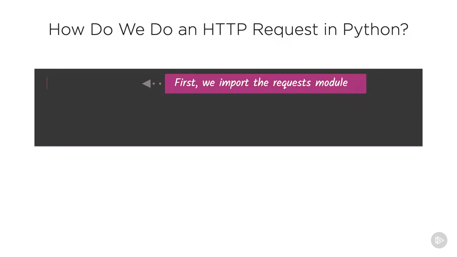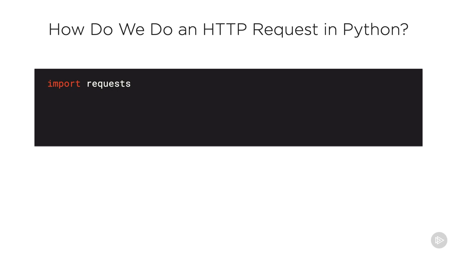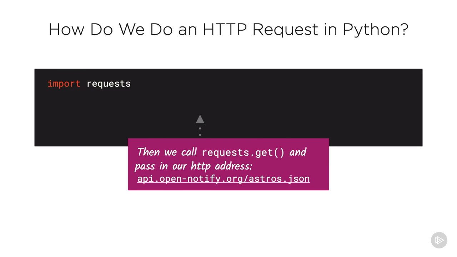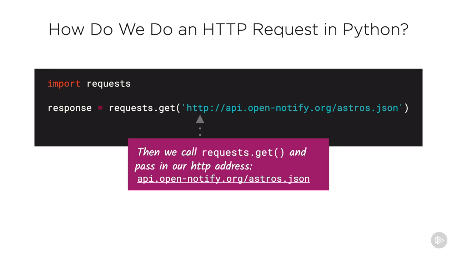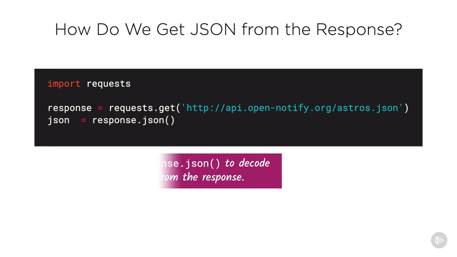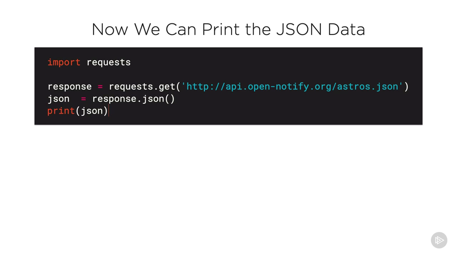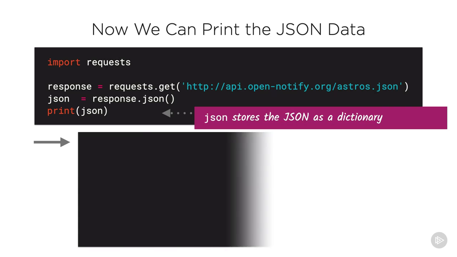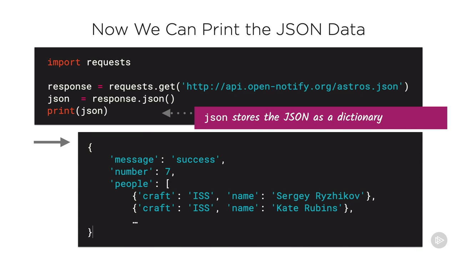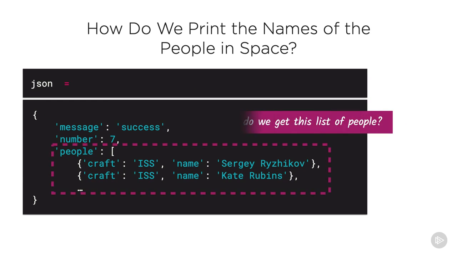Now we're ready to start our program, and we'll start by importing the requests module. Then we can call the requests.get method and pass in our HTTP address, and we want to save the result to a response variable. Then we'll call the response.json method to decode the JSON from the response, and we'll save the result to a variable named json. Now we can print the json variable, and we see the JSON data we were expecting. We can see that the JSON is stored as a dictionary with the keys that we mentioned earlier. But how do we get the inner list of people so that we can print out only the names of the people to the screen?